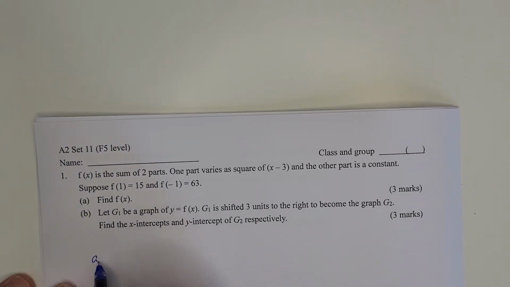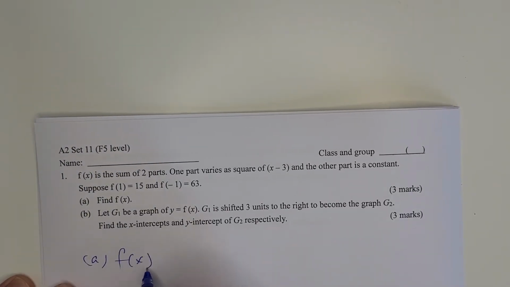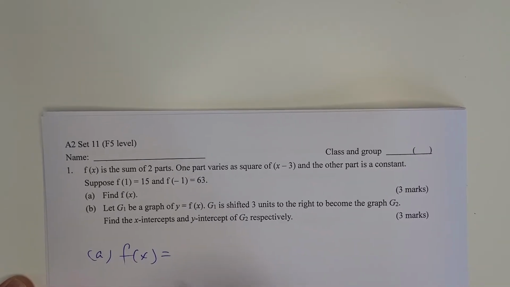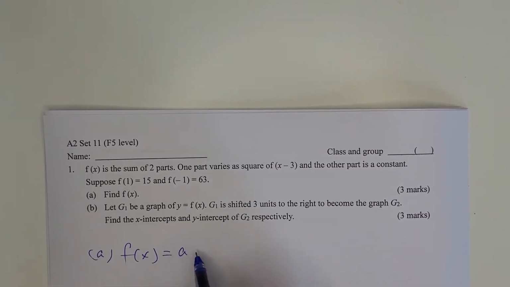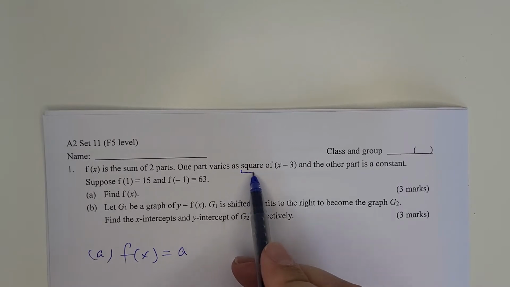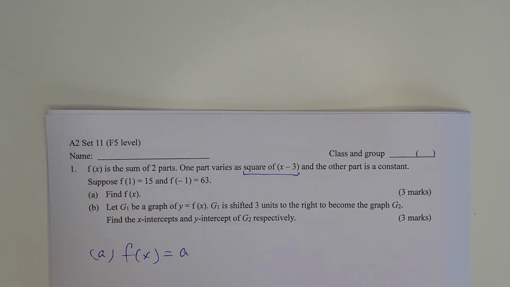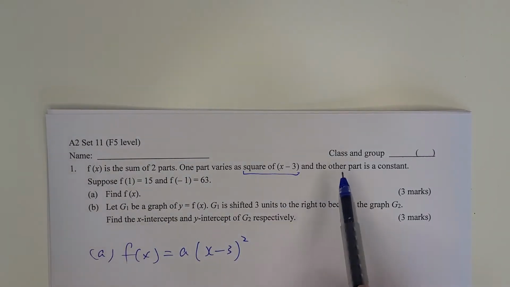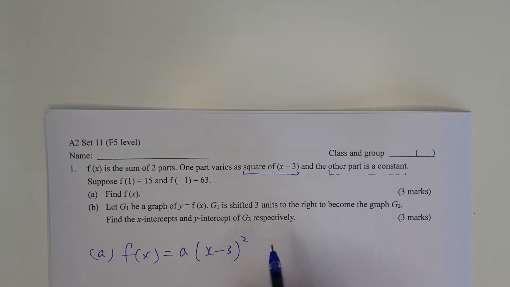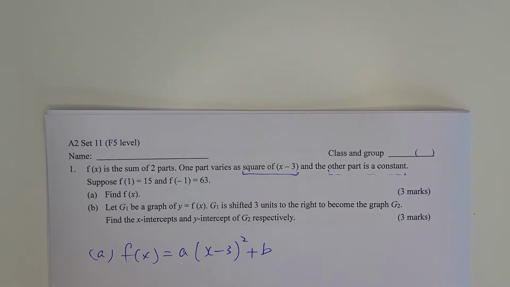So A, f(x) can be written as a first constant a multiplied by the square of (x minus 3), so (x minus 3) bracket square, that's the first part. And the other part is a constant, so plus another constant b. Okay? So that's the format of f(x): a times (x minus 3) all square plus b.